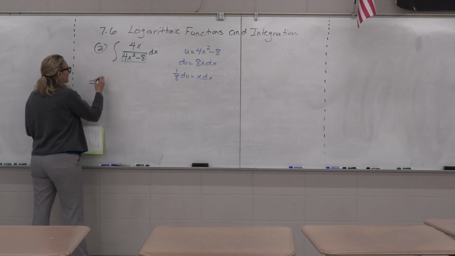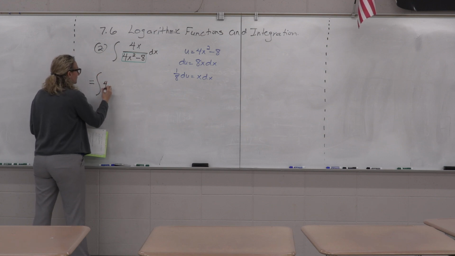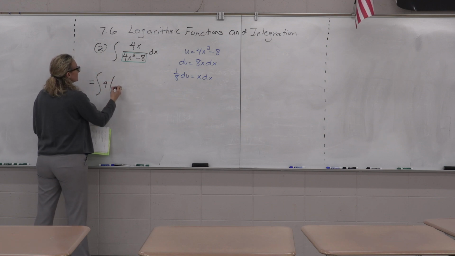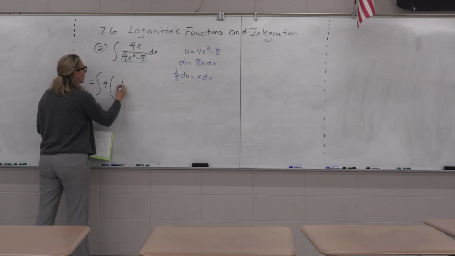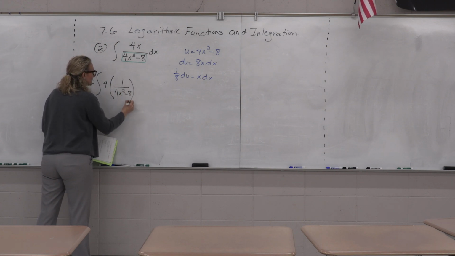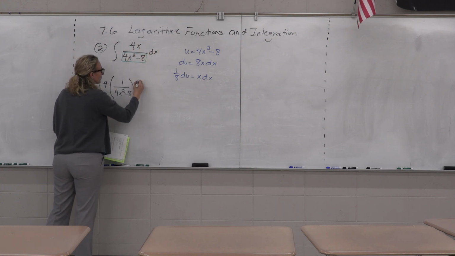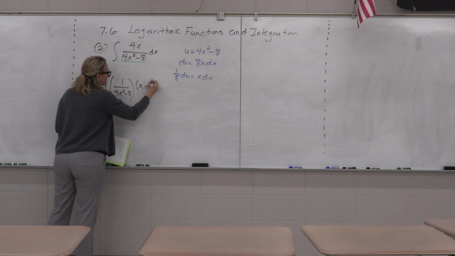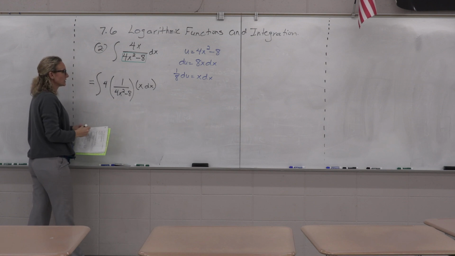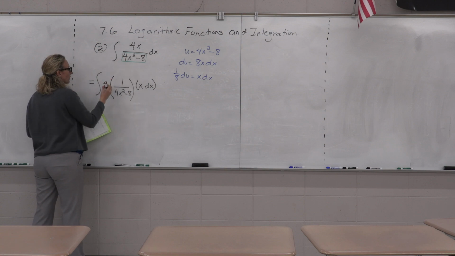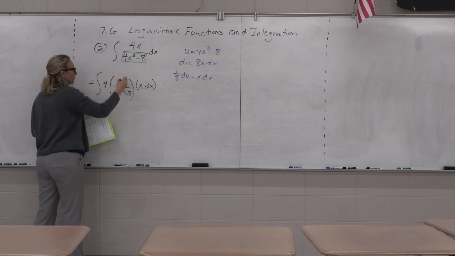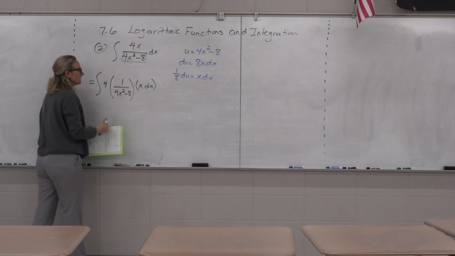So I'm going to rewrite the problem as 4 times 1 divided by 4x squared minus 8 times, and I'm going to group the x and the dx together. I'm making it so you can see the change in variable maybe just a little bit better. So I've got this 4 times 1 over that, and I put the x and the dx together.